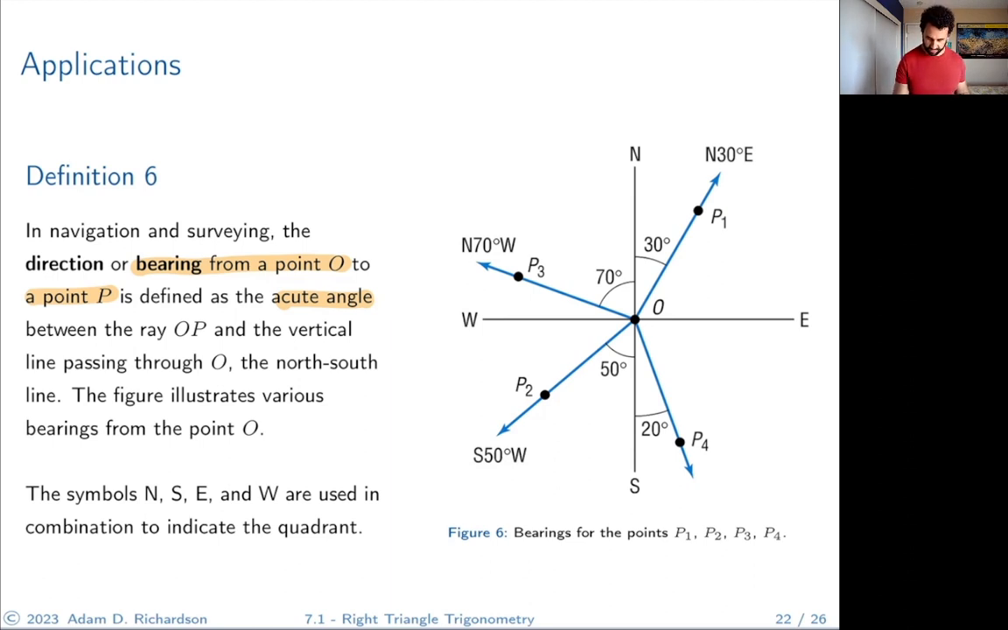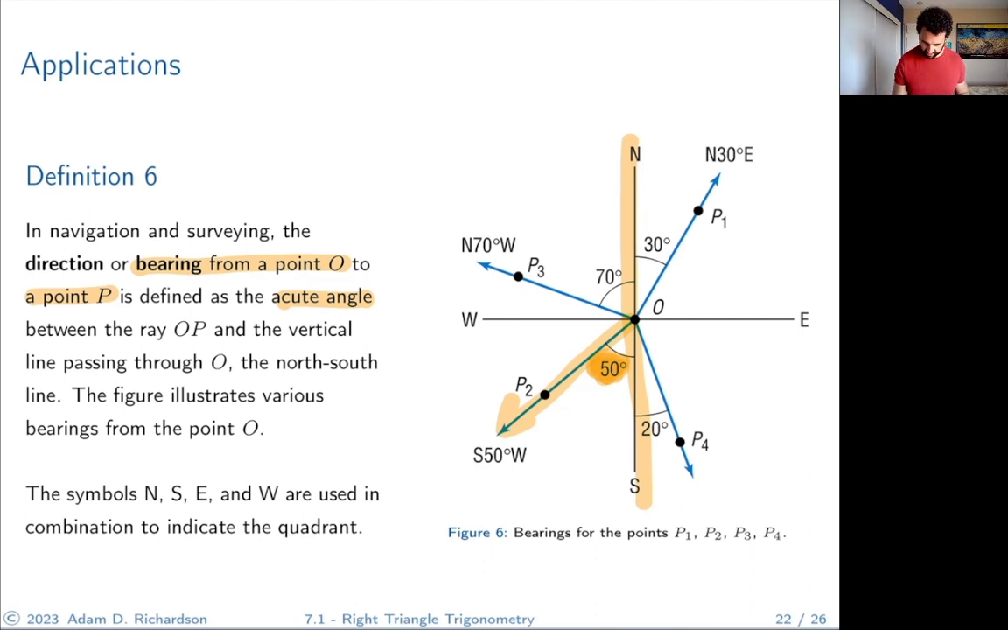So let's look at the point P2. Here's this ray. The acute angle that this ray makes with the north-south line is 50 degrees, just like so. And since we're in the third quadrant, we're going to say that the bearing is south 50 degrees west. And that's the idea.